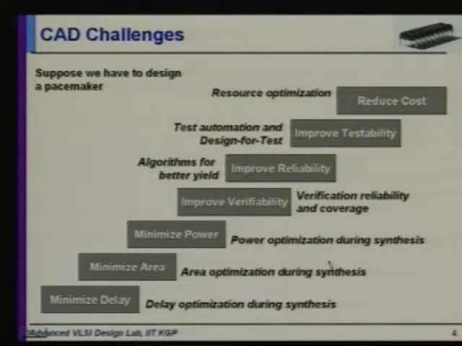And then again, on top of all this, we want to reduce cost. So we have to design CAD algorithms which can do things in such a way that the total cost of the thing goes down.